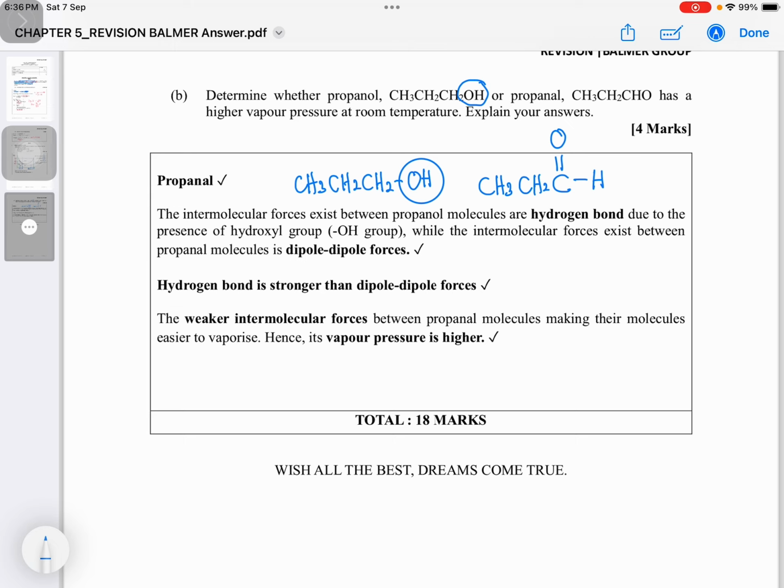The intermolecular forces that exist between propanol molecules are hydrogen bonds because we have OH here, due to the presence of the hydroxyl group, while the intermolecular force between propanal molecules is dipole-dipole forces, which are only weak van der Waals forces, with no hydrogen bond in propanal. Thus, hydrogen bond is stronger than dipole-dipole forces. So the weak intermolecular force between propanal molecules makes them easier to vaporize. Easier to vaporize means it has more vapor pressure. Thus, the vapor pressure of propanal is higher than the vapor pressure of propanol at room temperature.